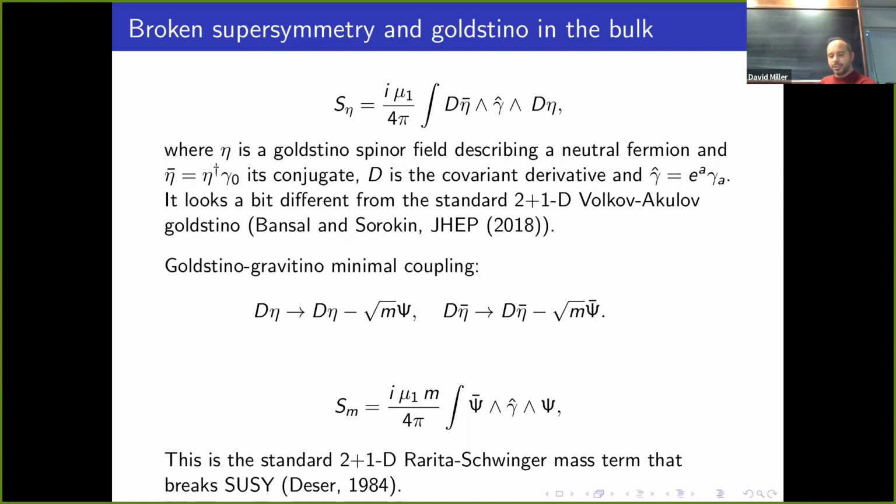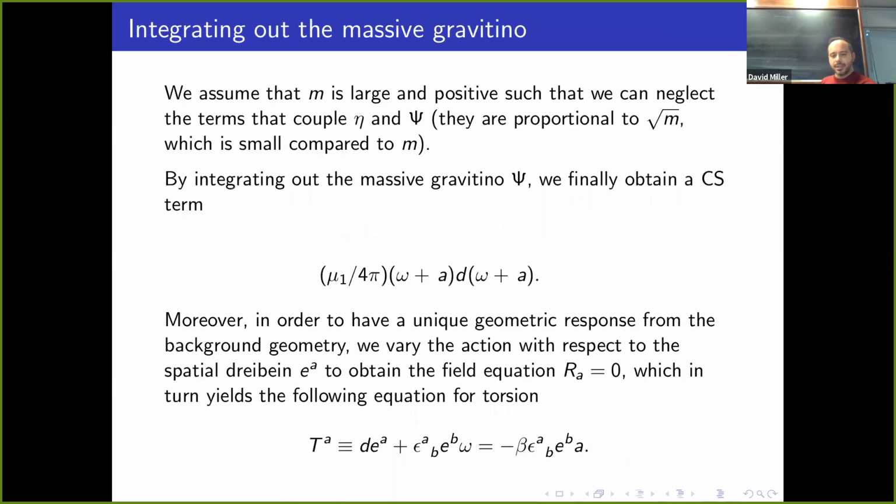Now, I want to give you the last two things, because now what we can do with this massive Goldstino, with massive gravitino, is just integrate out. This was shown by Deser also. Deser showed that if you have a massive spin 3/2 in 2+1 dimensions, it really behaves like a massive Dirac fermion. You can count the degrees of freedom, and actually, this is the case.